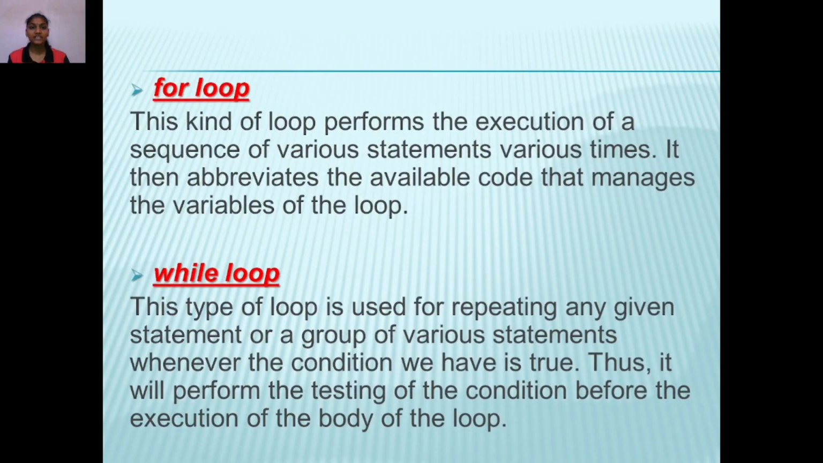For loop. This kind of loop performs the execution of the sequence of various statements various times. It then abbreviates the available code that manages the variables of the loop. While loop. This type of loop is used for repeating any given statement or a group of various statements whenever the condition we have is true. Thus, it will perform the testing of the condition before the execution of the body of the loop.